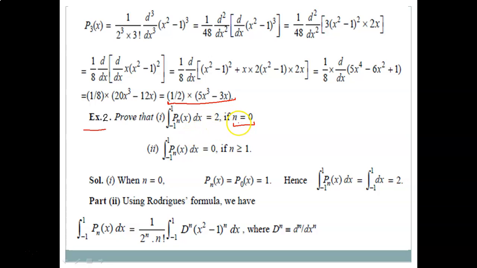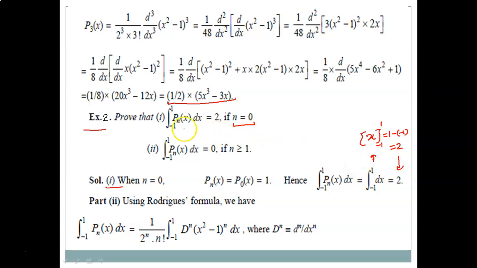Okay, so first we consider n equal to 0 in the first case. We are solving the first case. When we take n equal to 0 here, you already know that P0(x) is 1. So in place of this, you can write 1. The integration of this with respect to dx gives you x, and the limit is from minus 1 to 1. That gives you 1 minus (minus 1). In fact, that is equal to 2.